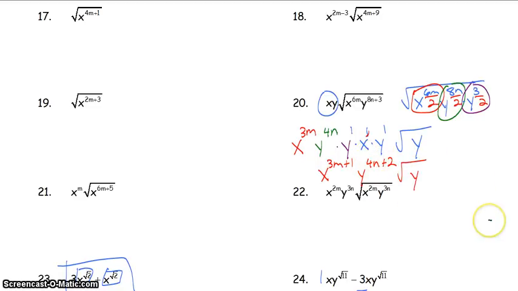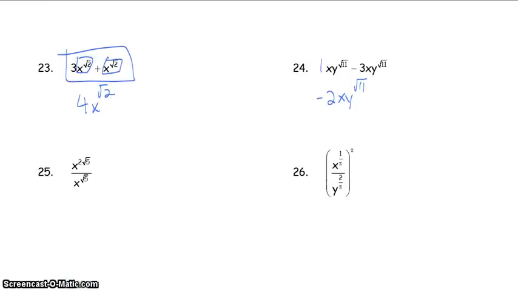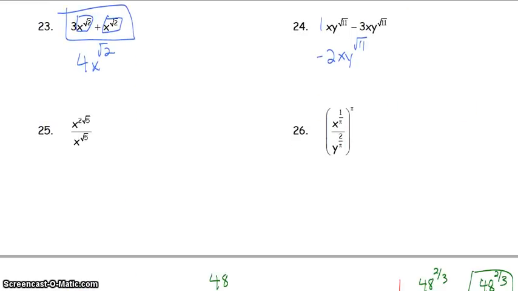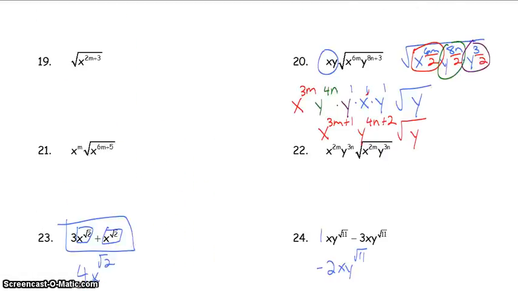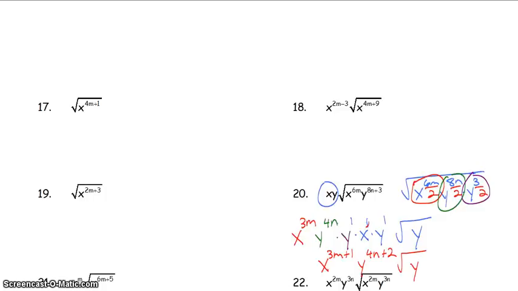Alright, number 25. All you got to do here is realize we have the same bases, so we can subtract the exponents. So 2 root 5 minus root 5 is just root 5. So my final answer is x to the root 5. Okay? That is all you need to do for that one, because when we're dealing with roots in the exponent, we don't know what else to do with those.